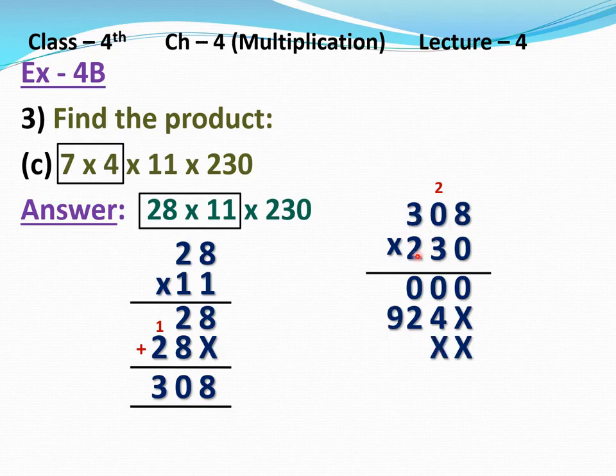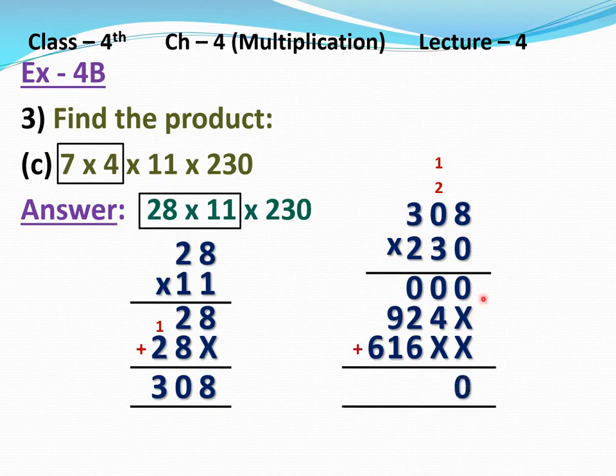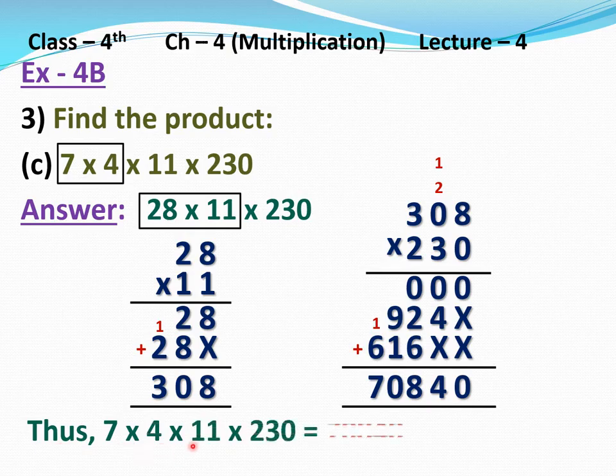Now multiply 308 by 2. See, 2 8 is 16. Write 6 here and 1 carry. 2 0 is a 0 plus 1, 1. Write 1 here. 2 3 is 6. Write 6 here. Now do addition. Right, 0 here, 0 plus 4, 4, right, 4 here, 0 plus 2, 2 plus 6, 8, right, 8 here, 9 plus 1, 10, right, 0 here and 1 carry, 1 plus 6, 7, right, 7 here. So answer is 70,840. Write down, thus 7 multiply 4 multiply 11 multiply 230 equal to 70,840. Okay.